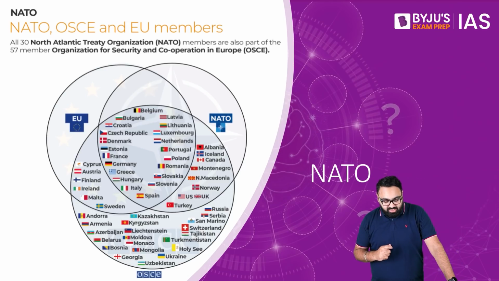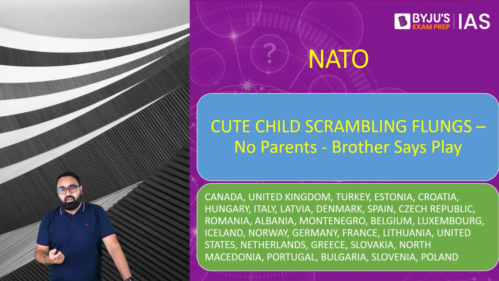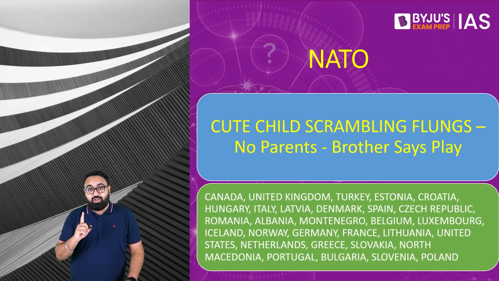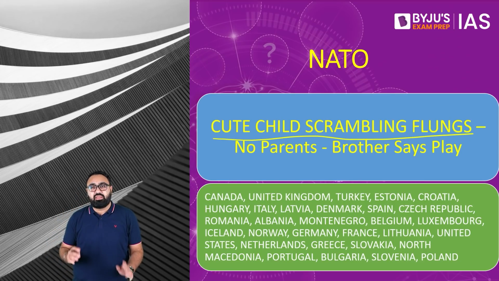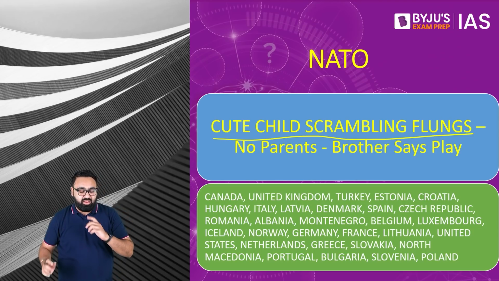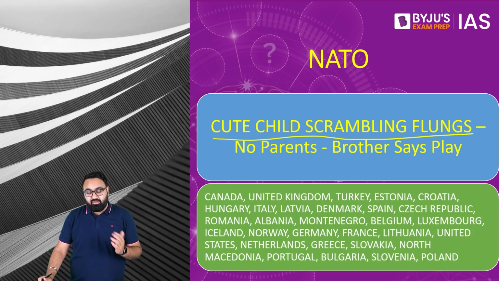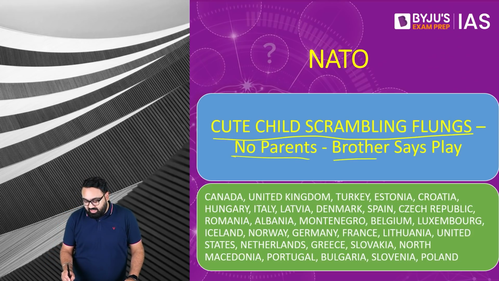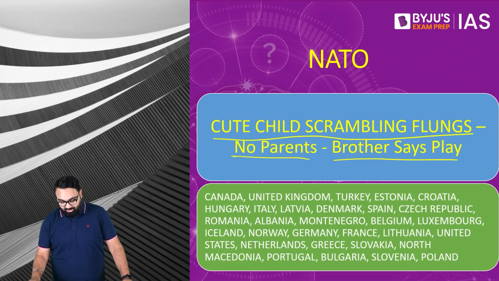So for that, what I've done is, I have given you a mnemonic which you can remember, and you can see if it will help you in remembering the names of these nations or not. The mnemonic is, again, focus only on the capital letters. Cute child scrambling flunks. Flunks means to push by a very hard force. So cute child scrambling flunks. No parents, brother says play. That's what brothers do when parents are not around. So again, let's only focus on the capital letters. Cute child scrambling flunks, no parent, brother says play.